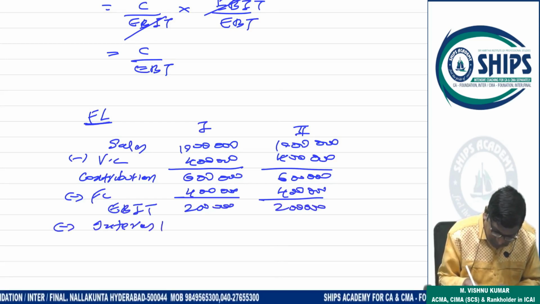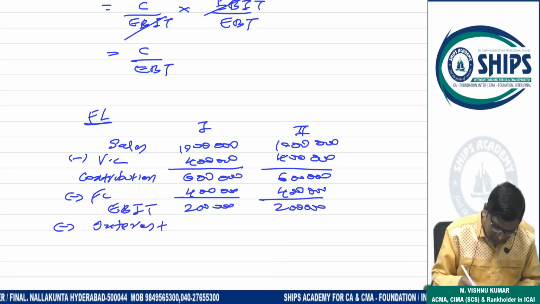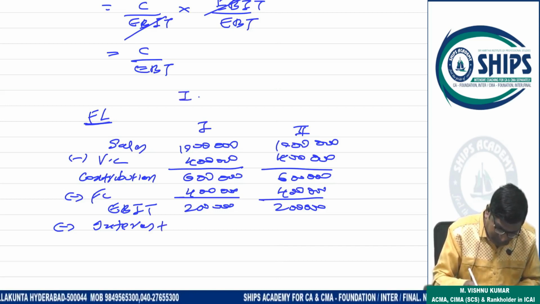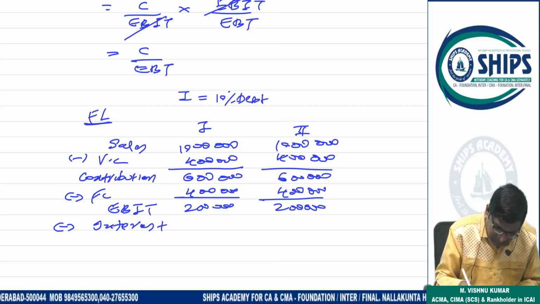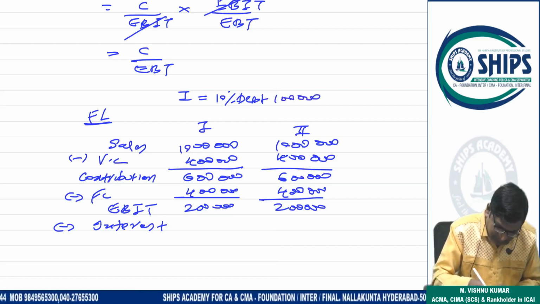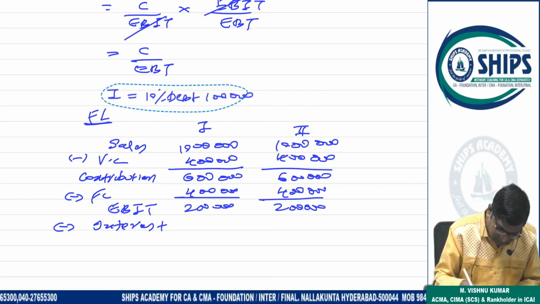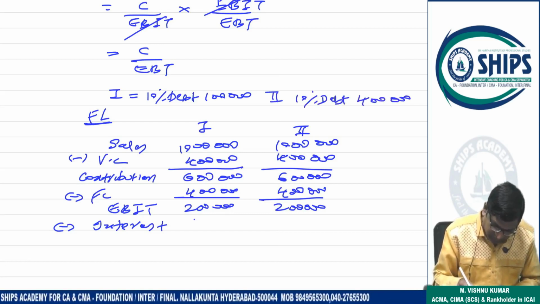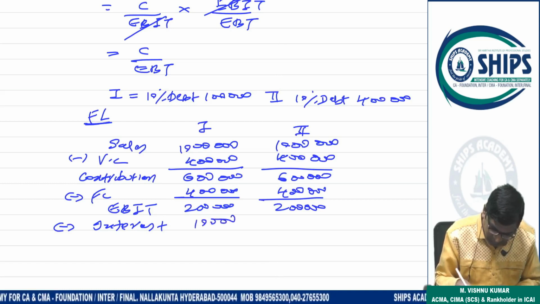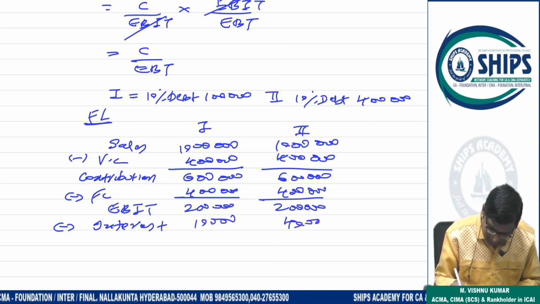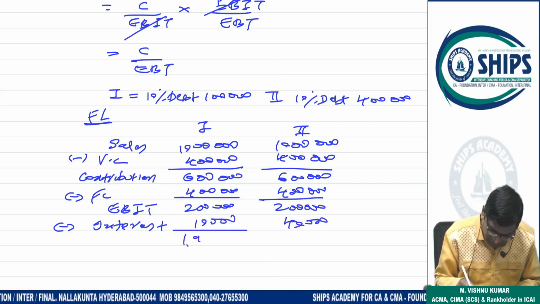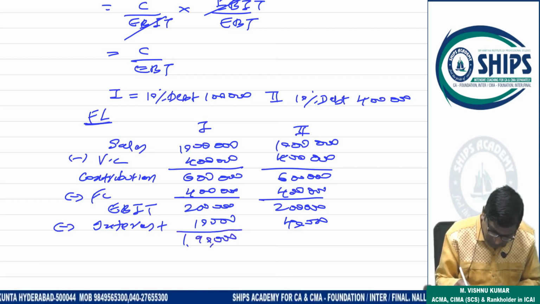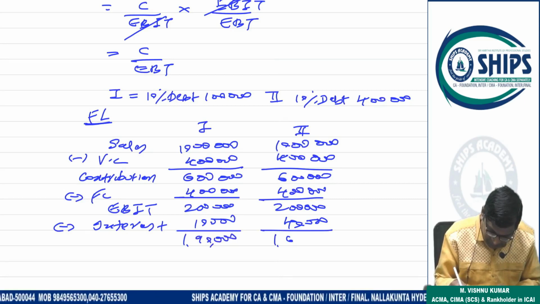Now interest. Suppose we have two plans here. Plan 1, we have 10% debt, 1 lakh. Suppose plan 2, we have 10% debt, 4 lakhs. So first situation interest is how much? 10,000. Second situation interest is how much? 40,000. So this is 190. This is 160.